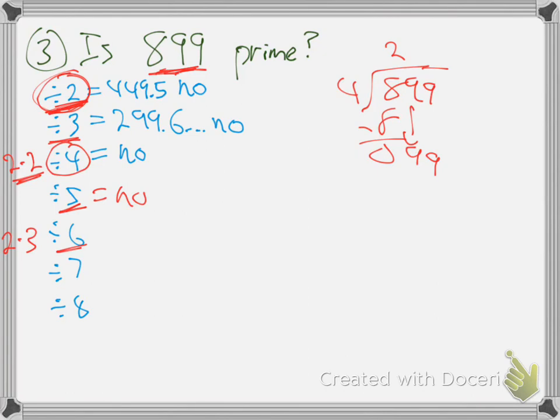2 times 3 or 3 times 2, either way you want to say it. And we've already checked 2 and we've already checked 3, and they don't go in. So how could 2 times 3 go in? No way. I'm not even going to bother to check.